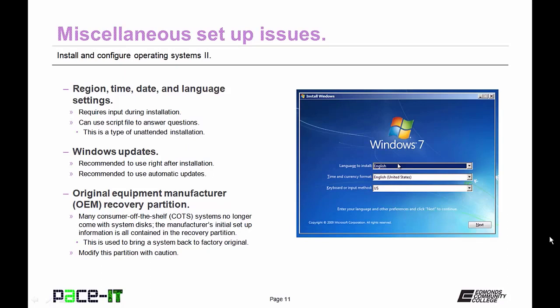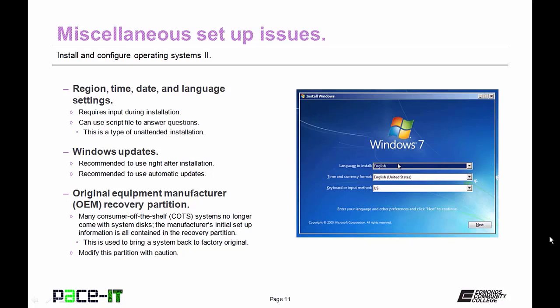Then there's Windows Update. It is recommended that you use Windows Update right after the installation. Make sure everything's current. And then it's recommended that you automate updates. You set a time and allow for the process to become automated.